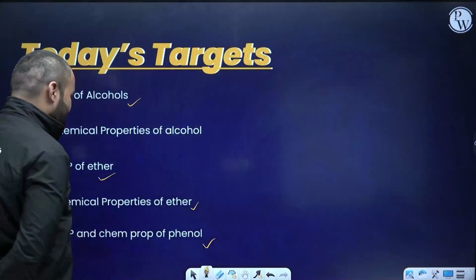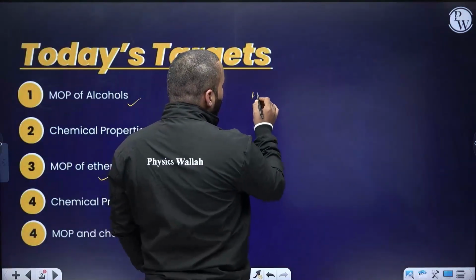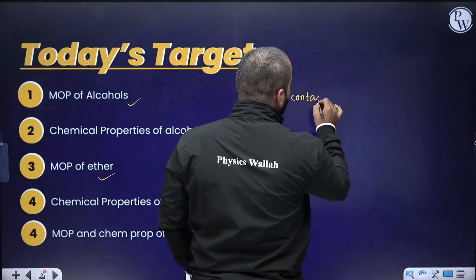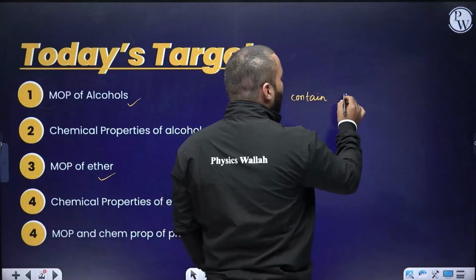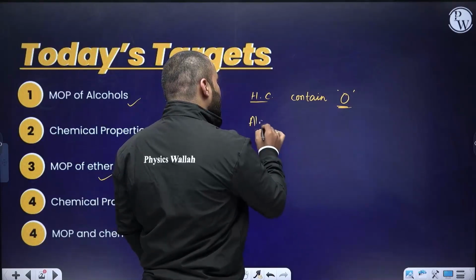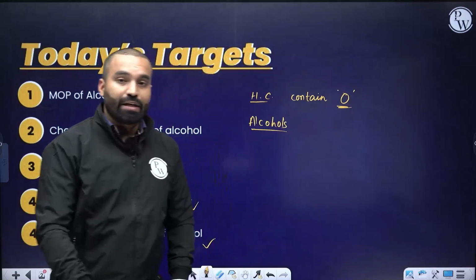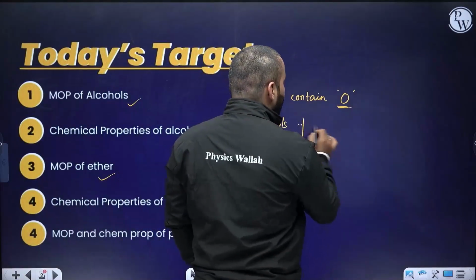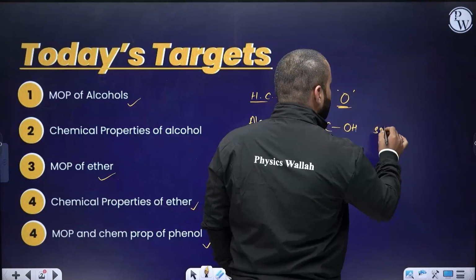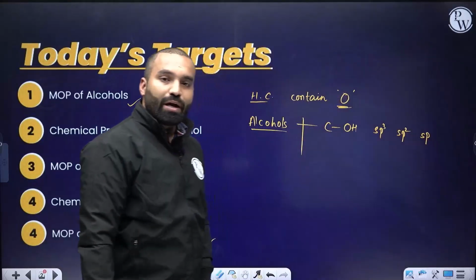As I discussed, alcohols, phenols and ethers are hydrocarbon organic compounds, but they contain oxygen as one of the hetero elements. Now, alcohols can be categorized into various categories. For example, based on the hybridization of the carbon that has oxygen attached to it, it can be sp3, sp2, or sp hybridized. We'll look at all of them.